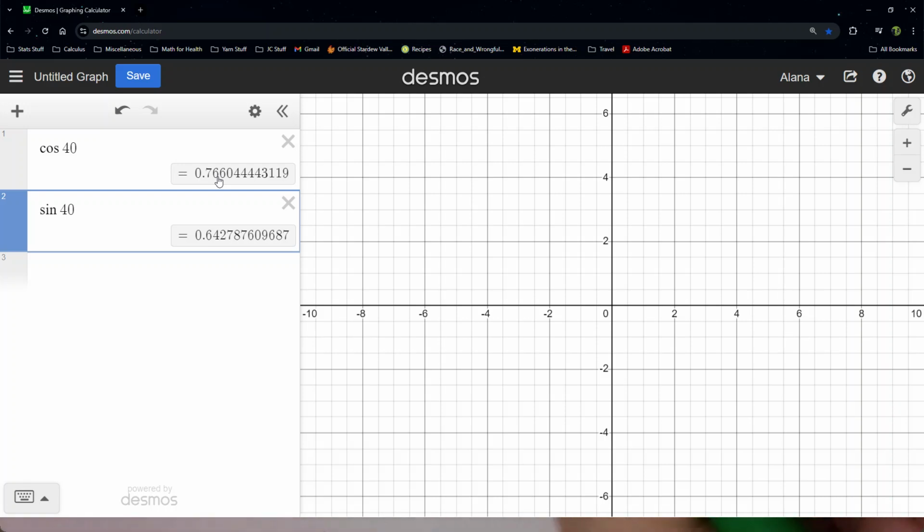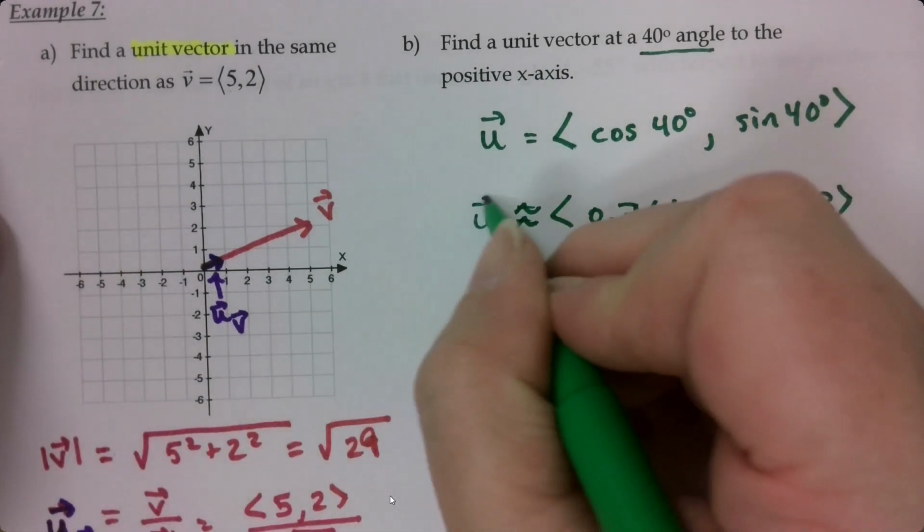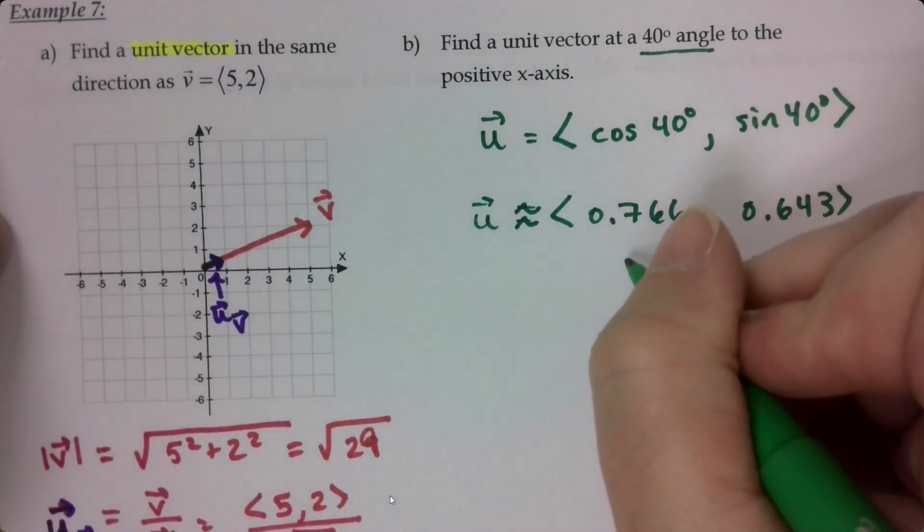So you could say 0.766, comma, 0.643 if I was rounding to 3 decimal places. And away we go. Okay, so that's the unit vector from Desmos.